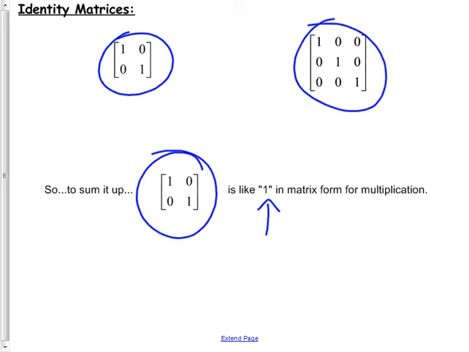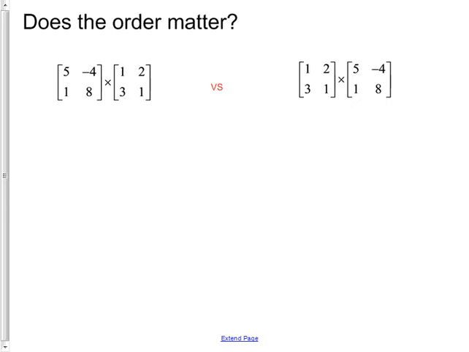Yes? Good question. There can be an identity matrix for many matrices, but not for all. All right, so we'll get to that.